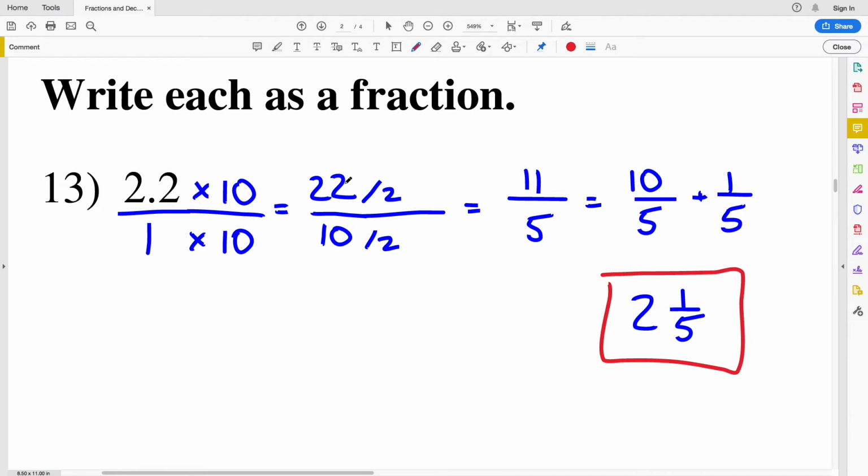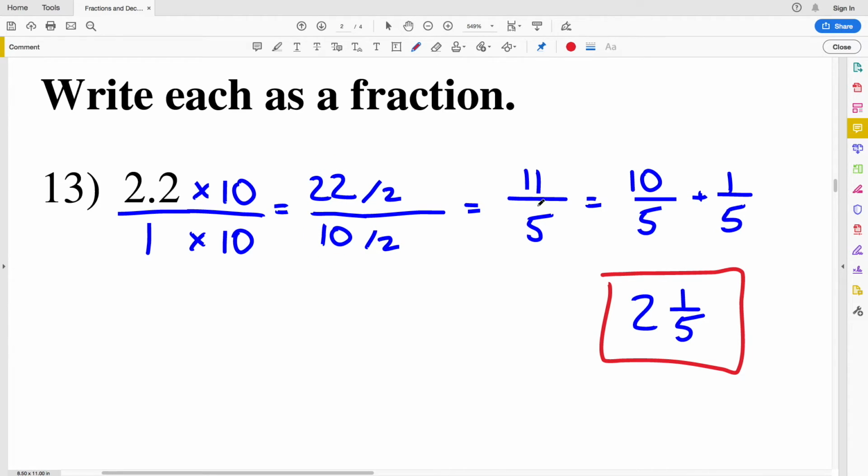And if you got confused on how I simplified down, I found the greatest common factor between 22 and 10, or what would divide into those evenly, which was a 2. And since I divided the numerator and denominator both by 2, I didn't change the value of that overall fraction.